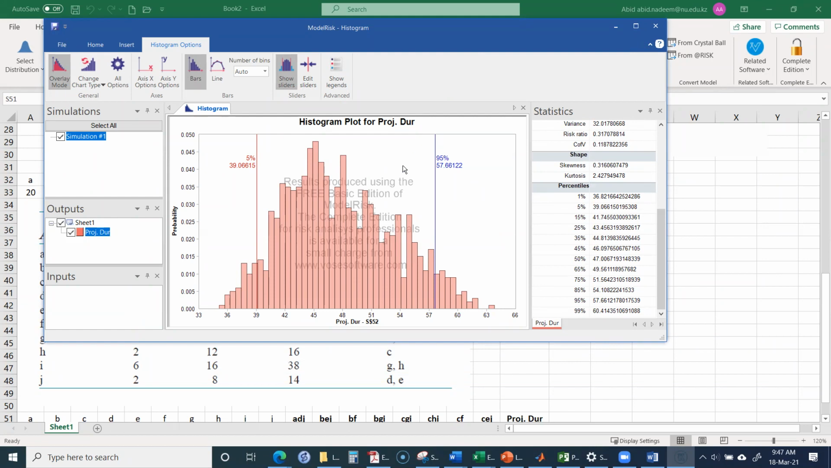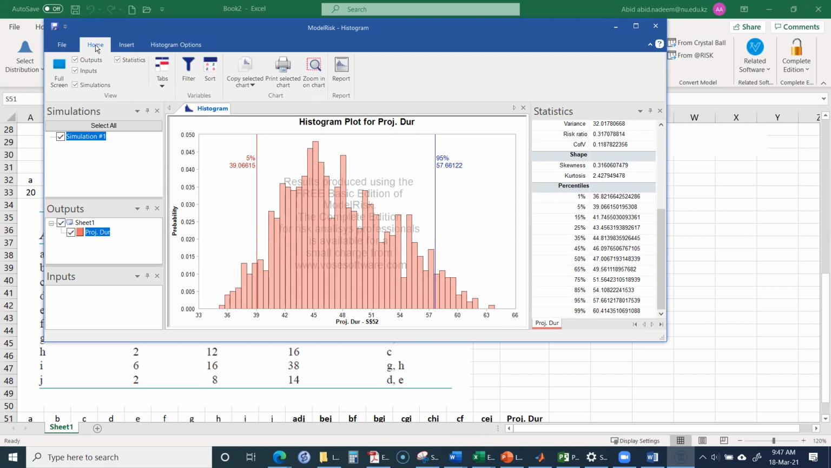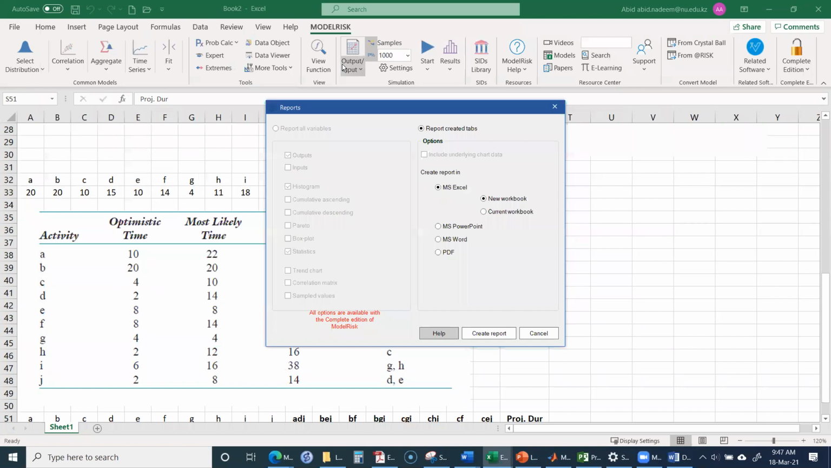Okay, so since we are using this model risk program, and unfortunately I don't have the full version of the model risk program, I only have the basic version. Therefore, I can only store a limited amount of output from this program. So for this, I can go to this home tab of this result, and then I can click this report.